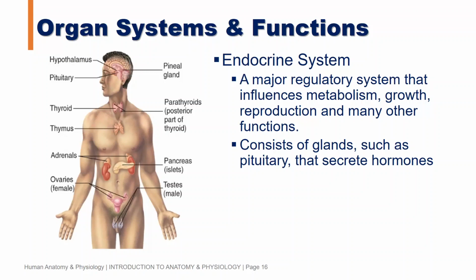So down here, you have your hypothalamus, pituitary gland, pineal gland, and then you have your thyroid, and then you have your parathyroids, posterior part of thyroid. Then you have your thymus, adrenals, and then you have your pancreas, ovaries, and testes. Ovaries is for female and testes is for male.